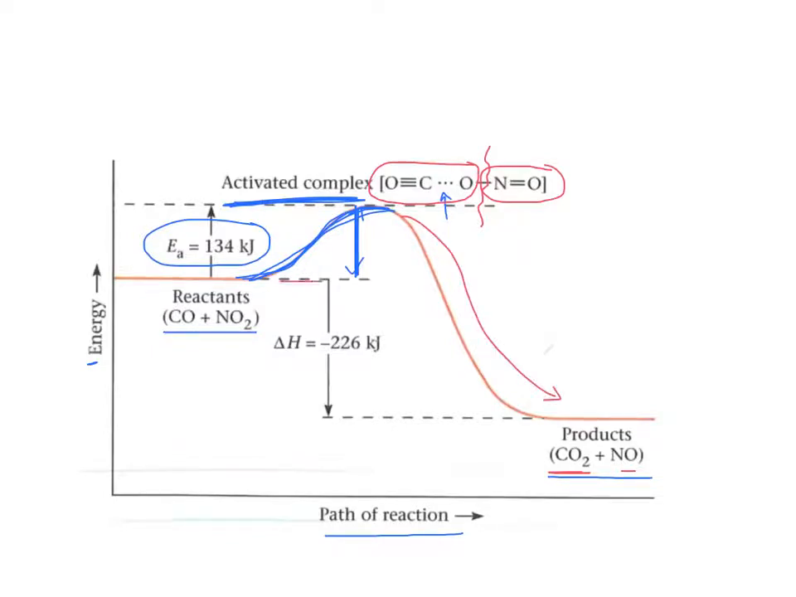And the difference between the reactants and the products is called your delta H, your enthalpy of reaction. This is for an exothermic reaction, so your delta H is negative. What I'll do on the next page is show you what it looks like when you have an endothermic reaction where energy is required.